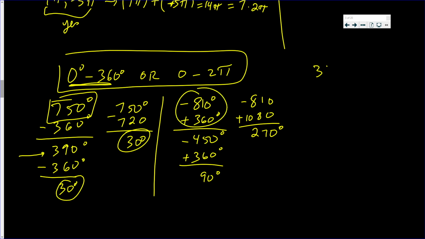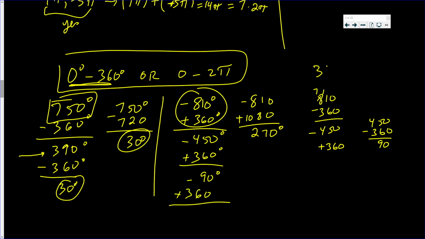Well, let us check this number. If we do 810 minus 360, we do get 450. But since we did it backwards, it's negative. And then if you add another 360, 450 minus 360 is 90. Excuse me, that's negative 90. And if I add 360, then we get 270. So a positive coterminal between 0 and 360 is 270.